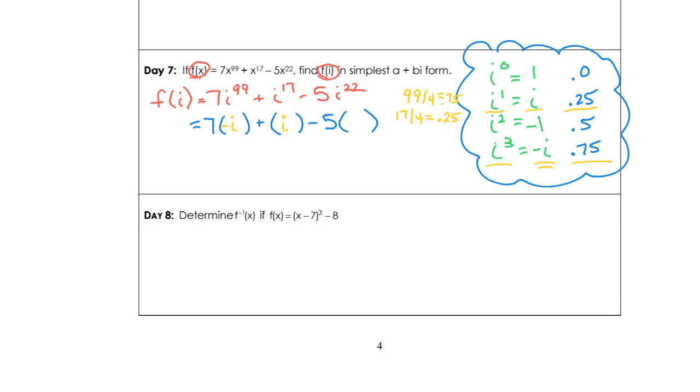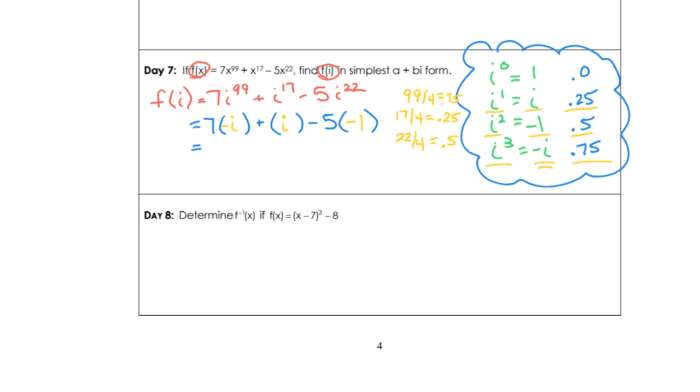And we're on to the last one. So we got 22 divided by 4. 22 divided by 4 is 5.5, but we don't care about the 5, we care about the 0.5. So 0.5 in the cloud matches to i to the 2nd, which is the same as -1. Okay, and now we can go ahead and do our math.